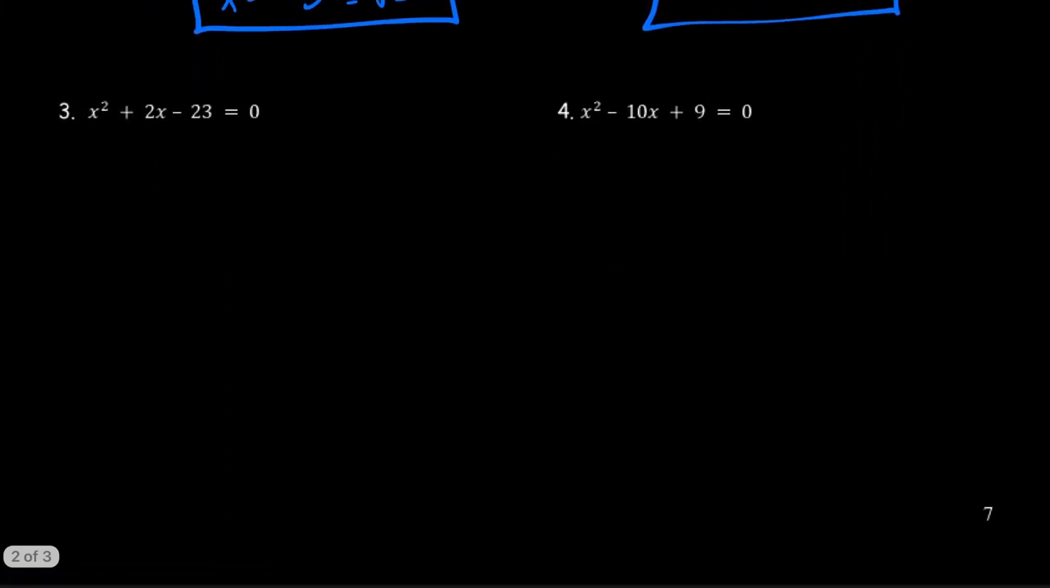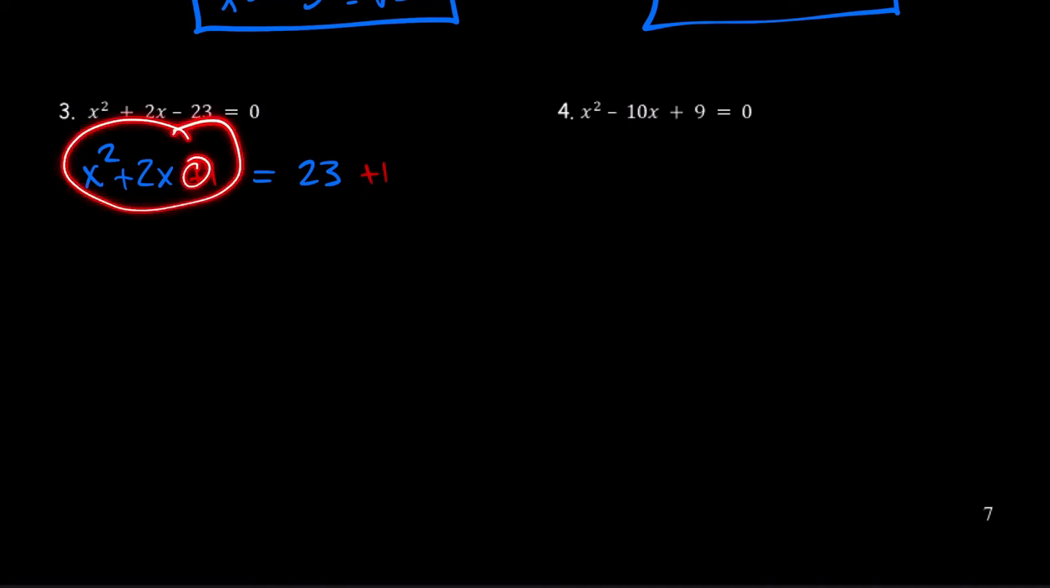Number 3. Leading coefficient's 1, B term is even, so we have to add this to both sides. Get that over on the other side. x squared plus 2x, leave yourself room, equals positive 23. Now I'm going to take this B term, divide it by 2, so that's 1, and 1 squared is just 1. That's what we add to both sides. Okay? Now, this factors nicely, signs are the same, both positive, factors of 1 are 1 and 1. So I end up getting x plus 1 squared equals 24.